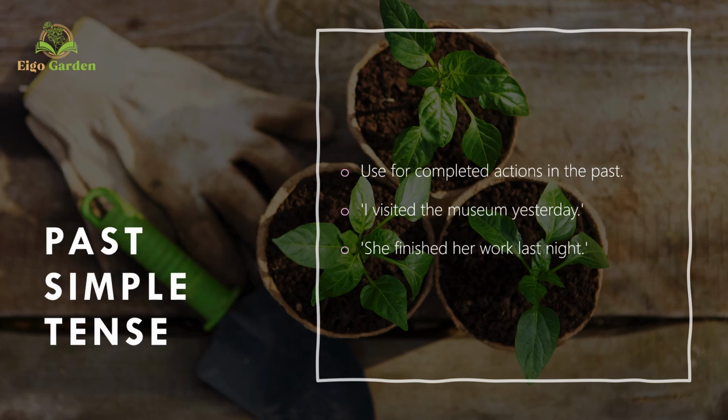Completed actions in the past take the past simple tense. "I visited the museum yesterday," and "she finished her work last night," are examples of the past simple tense.